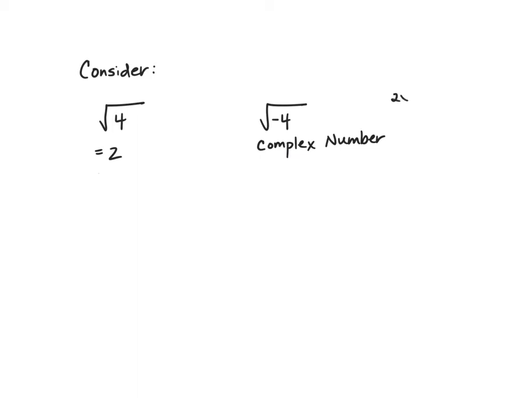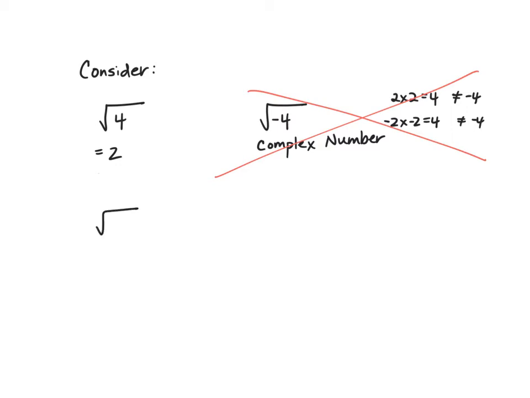If I had 2 times +2, that gives me a +4, which is clearly not equal to -4. If I chose to use negative 2 times negative 2, that also gives me positive 4. So clearly that's not equal to negative 4. So we said for that reason, we would not be able to evaluate the square root of a negative number. Let's consider something else. Let's consider the cubed root of 27.